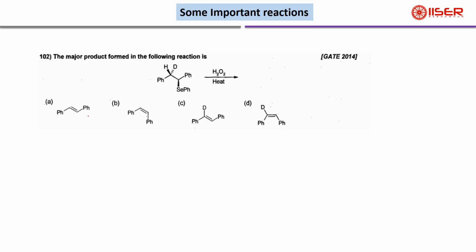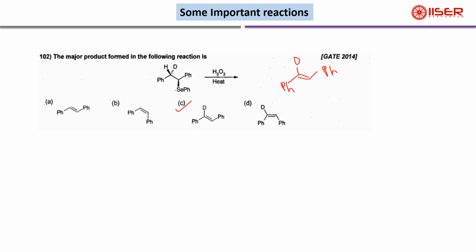What will be the major product formed in this following reaction? This is also a kind of E1 elimination, so the selenium will be oxidized. Now, which hydrogen is syn to this group? This selenium group is syn to this hydrogen, so hydrogen will be eliminated, giving this as our product. So the correct option is option C.